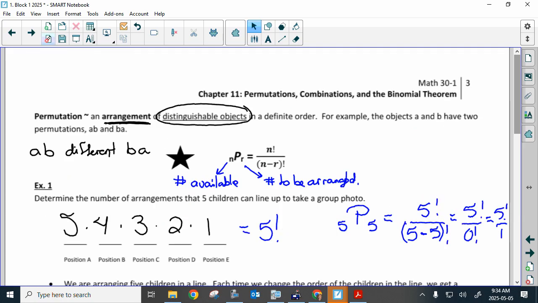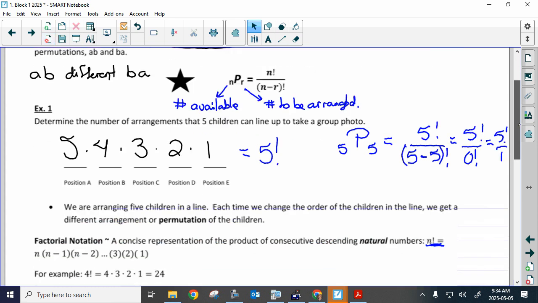Okay, I am going to come back here. This is a situation where we've got 5 children. We were lining them up to take a photo. And remember, people can't repeat. A person cannot be in 2 different spots at the same time. So this is a 5 times 4 times 3 times 2 times 1, 5 factorial situation.